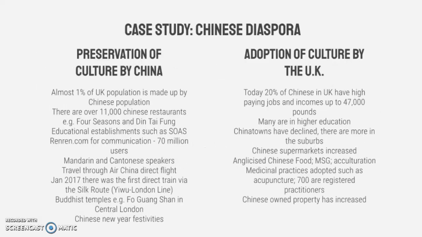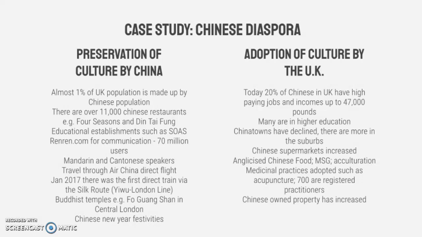So the case study is the Chinese diaspora in the UK. We're going to look at how China has preserved their culture and then how the UK has adopted Chinese culture. Almost 1% of the UK population is made up of Chinese populations. There are over 11,000 Chinese restaurants in the UK, such as Four Seasons and Din Tai Fung.